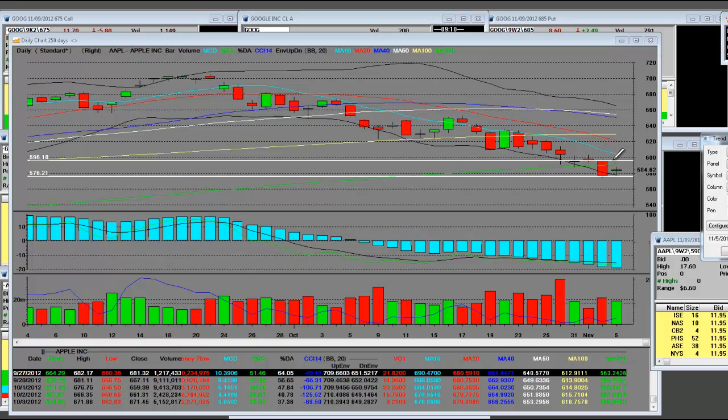Daily chart, Apple Computer. Time 6:14 a.m. Pacific Standard Time. Market will open up in 16 minutes. 11/6/2012, election day. Lots of things are going to be going on. This is a daily bottom reversal from a very deeply oversold, as we have said, in Apple Computer.